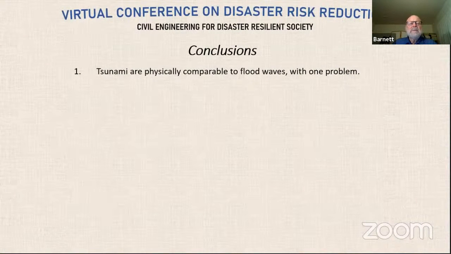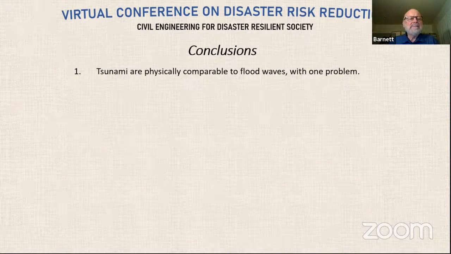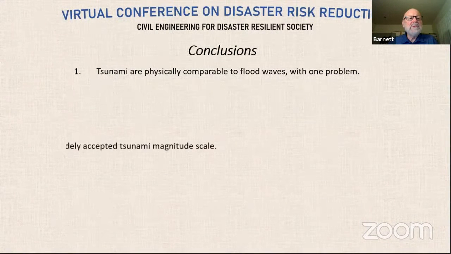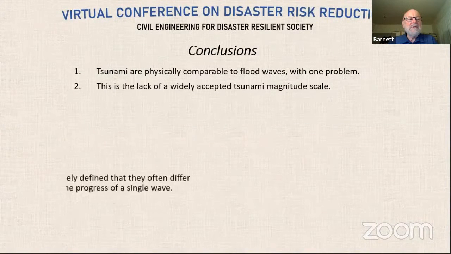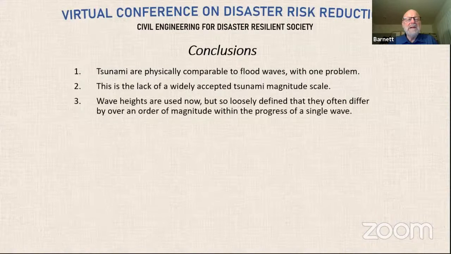Conclusions. Tsunami are physically comparable to flood waves with one problem: a lack of a widely accepted tsunami magnitude scale. This is really what we're talking about in this paper. Wave heights are used now, but they're so loosely defined, they often differ by over an order of magnitude within the progress of a single wave. Next.